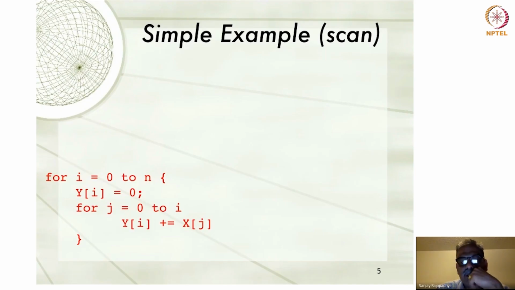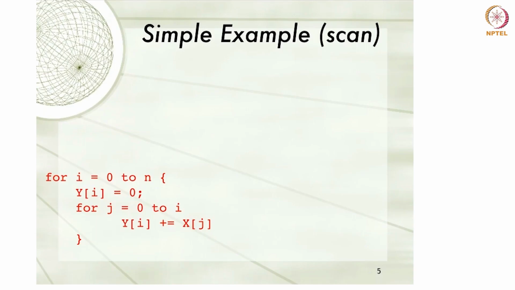What is the complexity of this program? i equals 1 to n, j equals 0 to i. What is the iteration space of this program? It's a triangle, right? So what is the complexity of this program asymptotically? Order n squared. Can you think of a way to execute this program faster than n squared, in linear time?